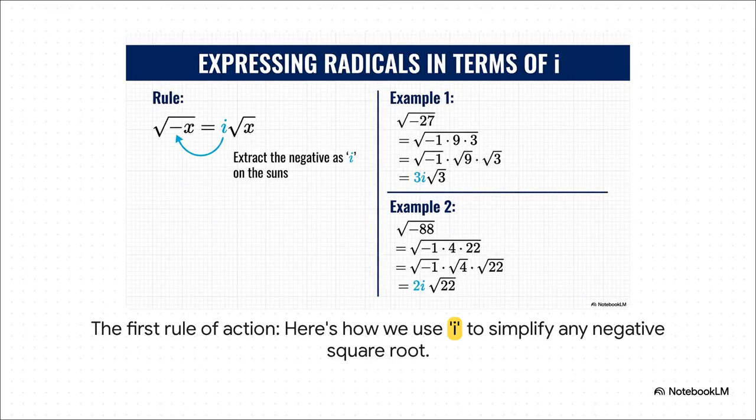And this is where i becomes so incredibly useful. All of a sudden, we can handle the square root of any negative number. The process is always the same. You just pull out the square root of -1, which we now call i, and then simplify whatever's left. So if you look at that first example, the square root of -27 just becomes 3i times the square root of 3. It's a clean, simple trick that works every time.